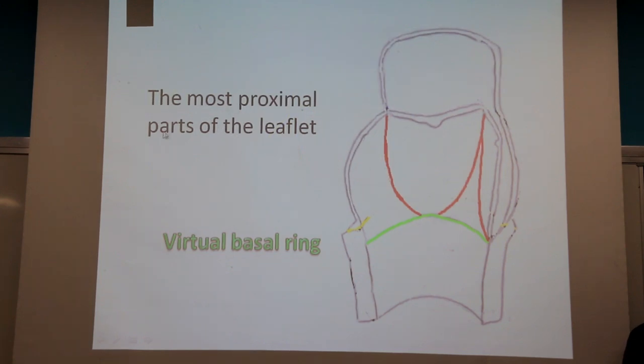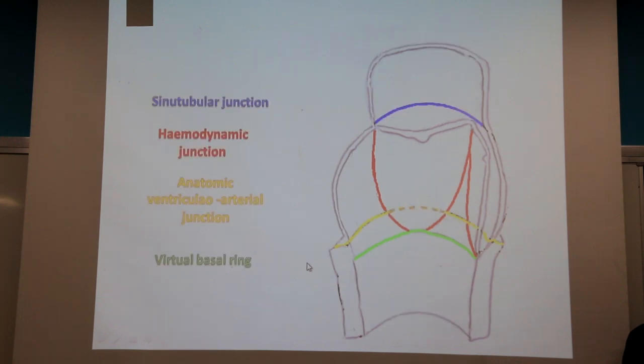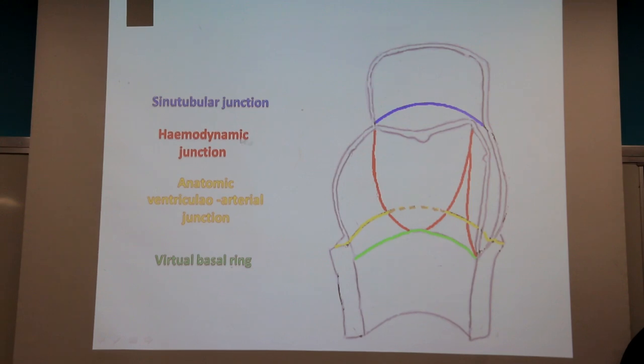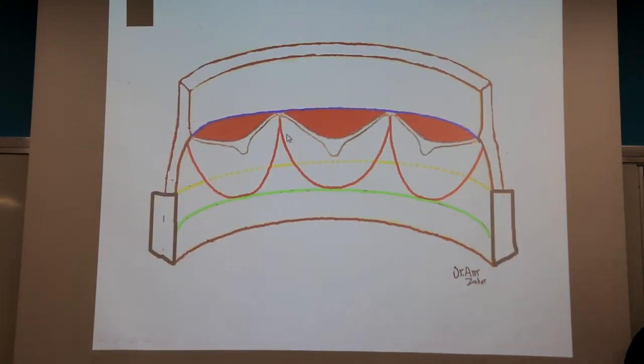In the most proximal part of the leaflet here, we can call this virtual basal ring. So, we have here sinotubular junction. We have a hemodynamic junction. We have anatomical ventricular arterial junction, and we have the virtual basal ring. Again, here is the sinotubular junction in blue, and here is the anatomical junction, and here is the virtual ring.